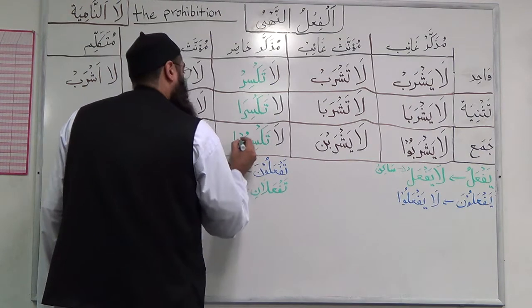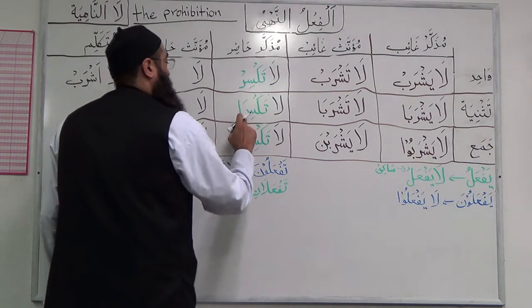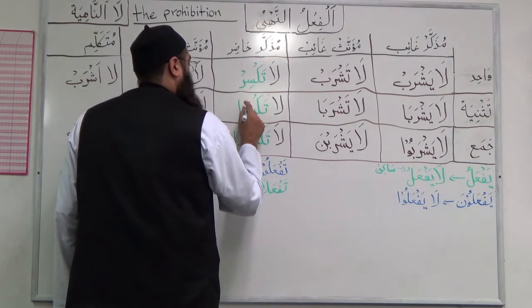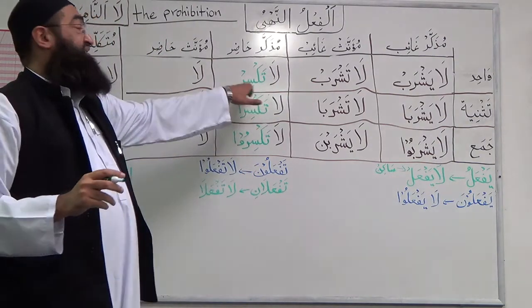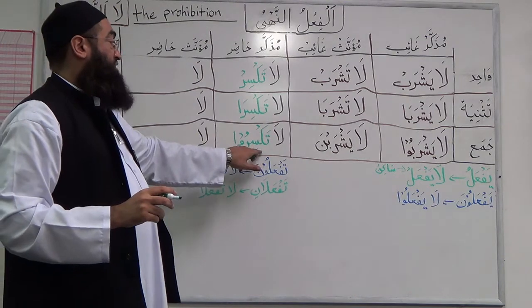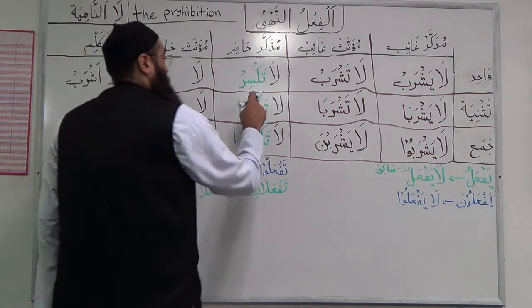La taksiru. Now the ain has a kasra on it because of the ain kalima having a kasra, right? So it was actually taksiruna, taksirani, taksiruna. So the ain kalima had a kasra, so we keep it as a kasra.